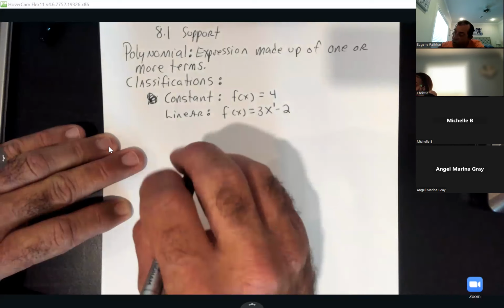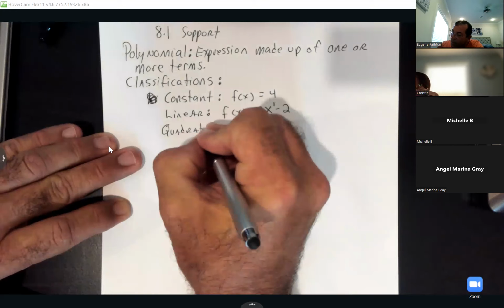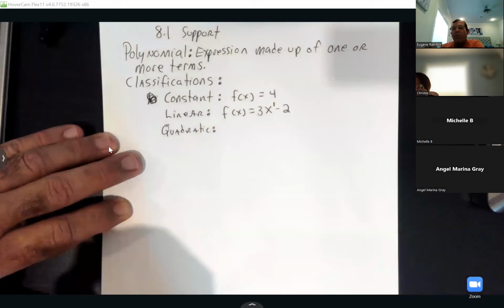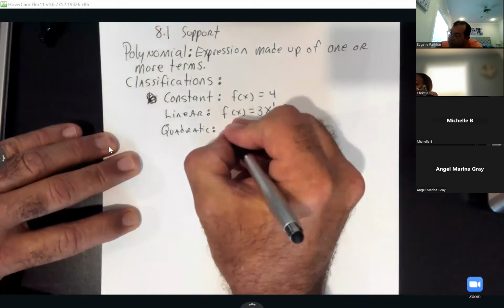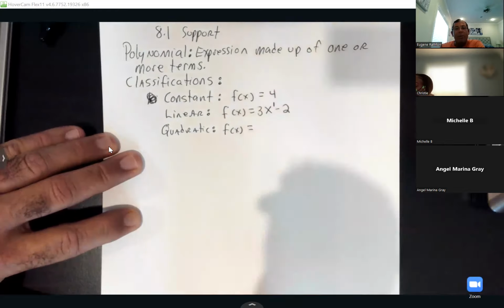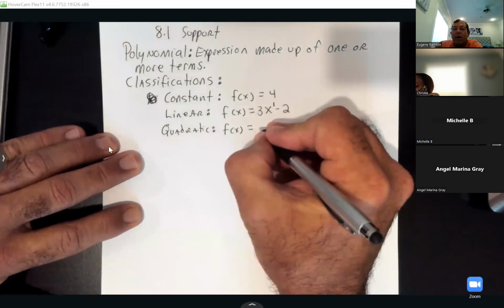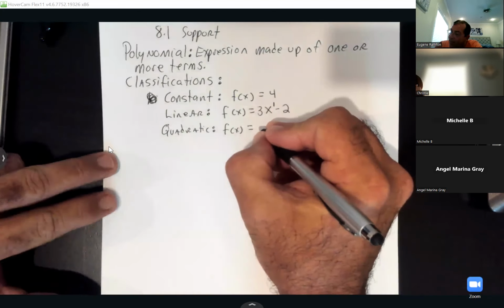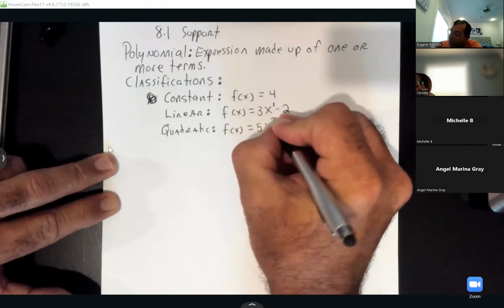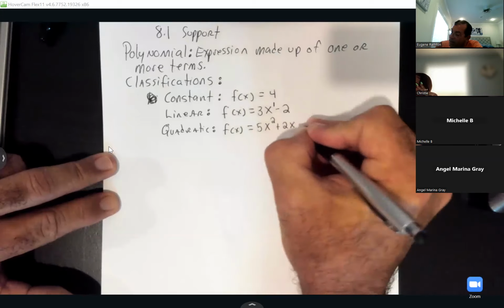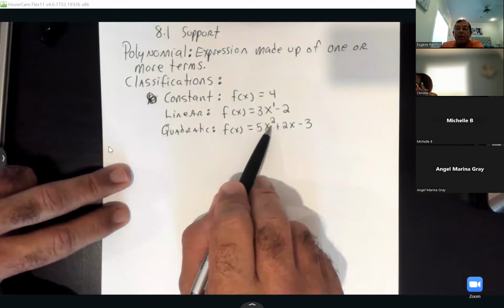Next polynomial, quadratic. We've been playing with quadratic graphs, which look like parabolas or U-shapes. And we've been playing with the quadratic formula, which solves x squared type equations, okay? So we could have something like 5x squared plus 2x minus 3. In a quadratic, the variable has an exponent of 2.